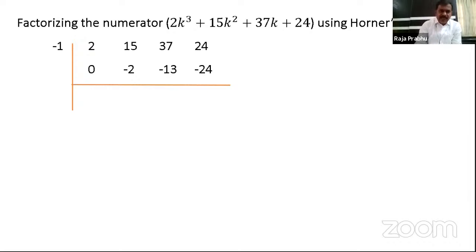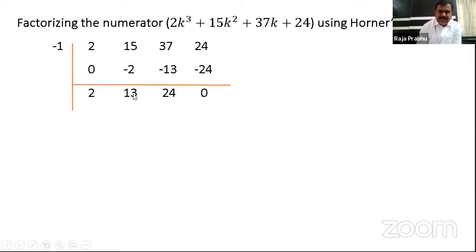Okay, first under 2 you will be writing 0. Then here you have to add 2 and 0. Then 2 plus 0 is equal to 2, which will be written in the first column. And then this minus 1 and this 2 will be multiplied. Minus 1 and 2 are multiplied. Then the product of these two, 2 into minus 1, is minus 2. That should be carried here. It should be written under 15. Then again add these two.